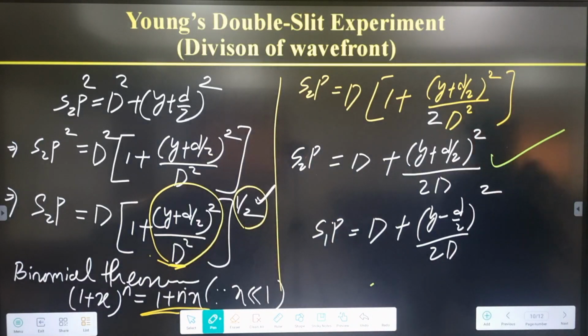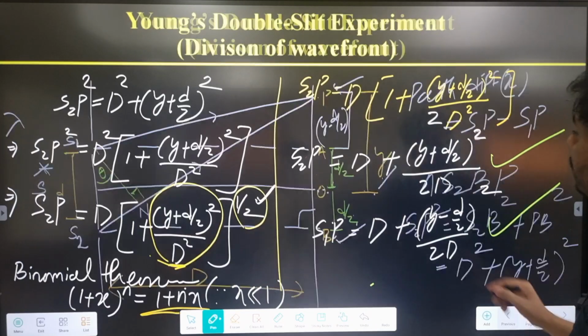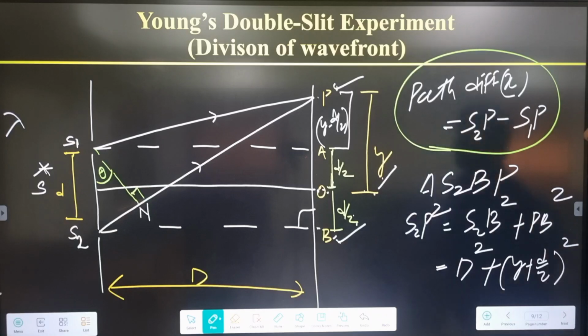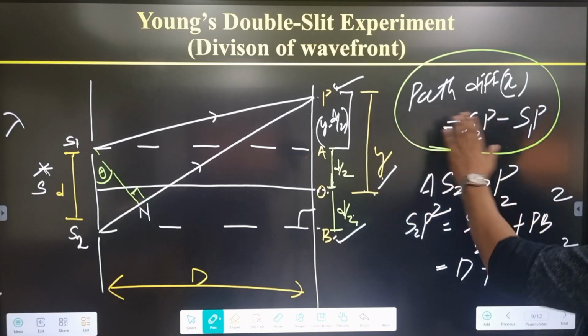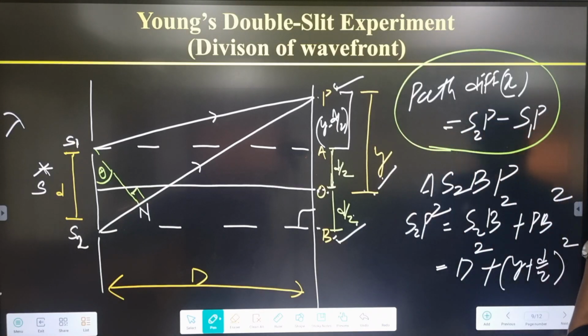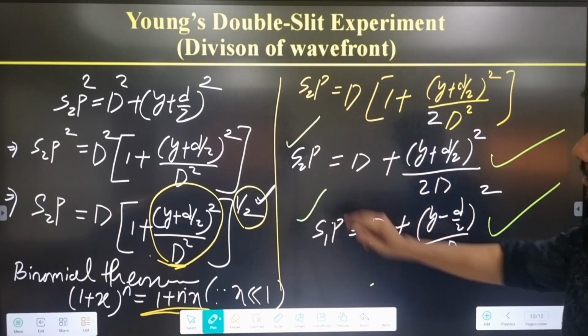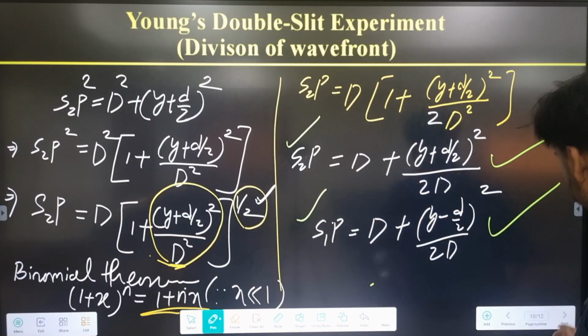Now we have the S1P and S2P formulas. Our aim is to calculate the path difference. Path difference is S2P minus S1P. We have to just subtract. Now we have the expressions for S2P and S1P, and we have to subtract.